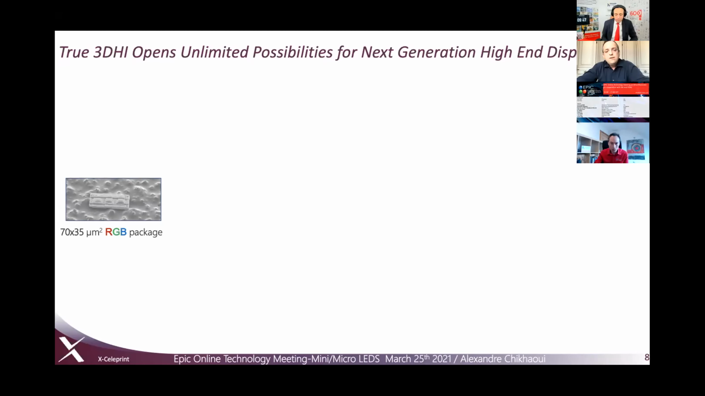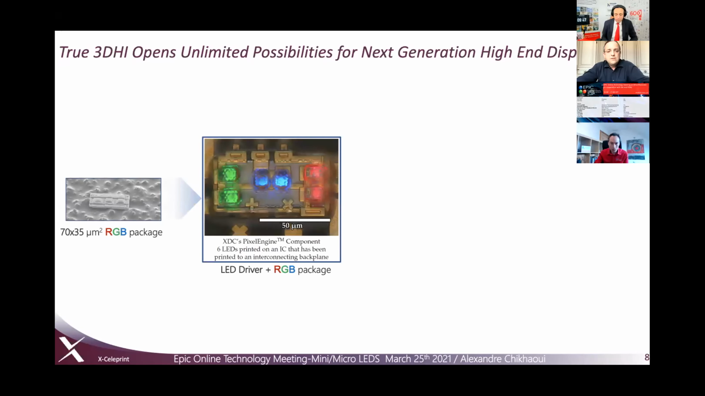Then we went further and we succeeded to integrate LEDs. Here you can see 6 micro LEDs, but they're on top of an IC. And that IC and the LEDs are fully packaged, and that's what we call the pixel engine. So you have here an active pixel with 6 LEDs and an IC, and that can also be transferred to the backplane. So this is really the base of the 3D HI integration.